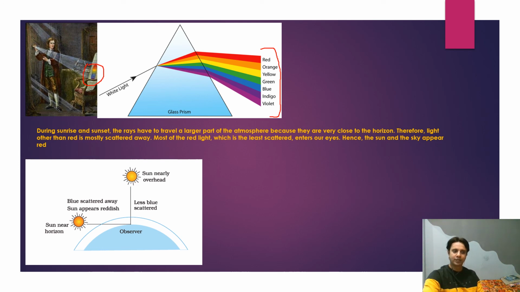When talking about the reddish color of the sky during sunrise and sunset, you'll say that the distance traveled by light during sunrise and sunset is more as compared to when the sun is overhead. A large number of light particles are scattered, and only red light reaches the observer. And when it is overhead, there is less scattering of light.